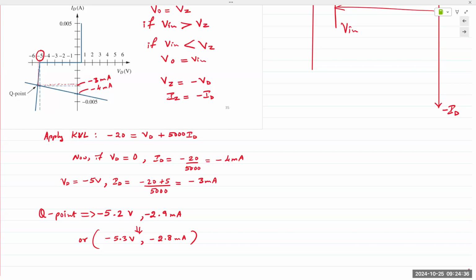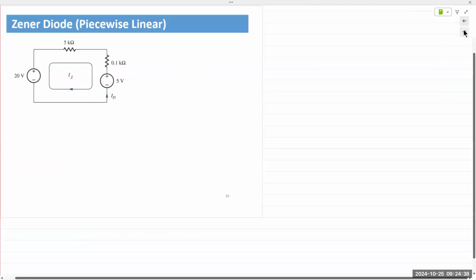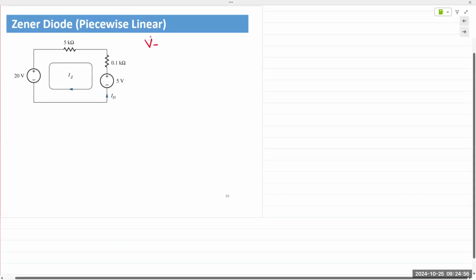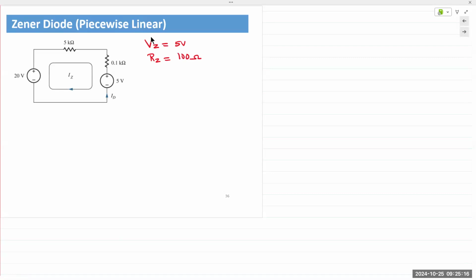All right, let's look at the next technique, which is the piecewise linear model. In the piecewise linear model, we represent the Zener diode as a voltage source in series with a resistor that is known as the Zener resistance, RZ. So we have VZ and we have RZ, 100 ohms. And now we will simply work with VZ and IZ. We won't work with minus VD and minus ID. We'll simply work with Zener voltage and Zener current.